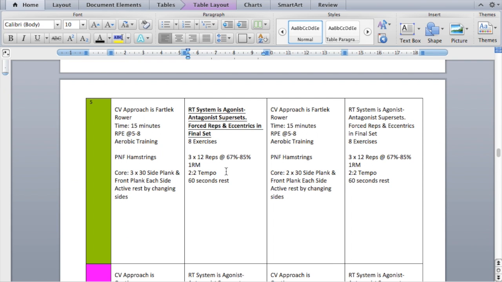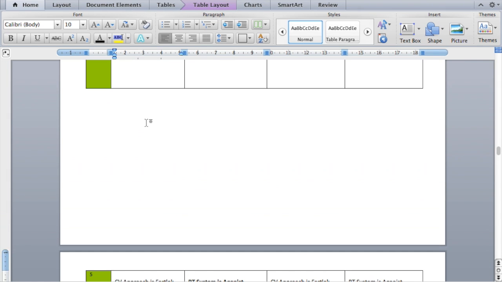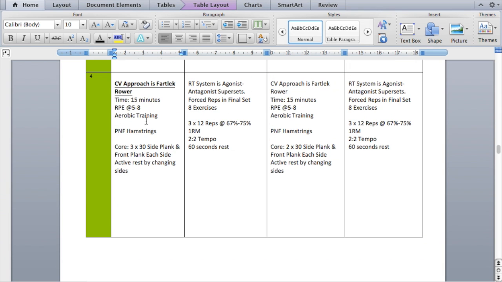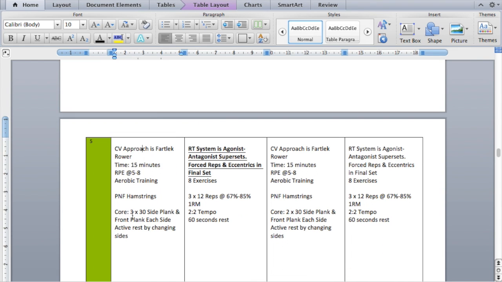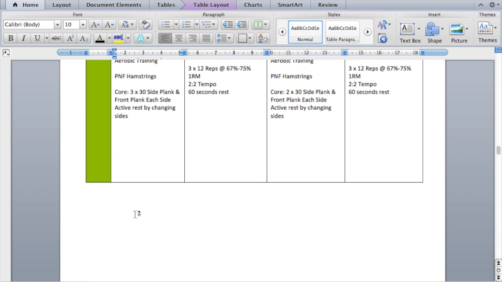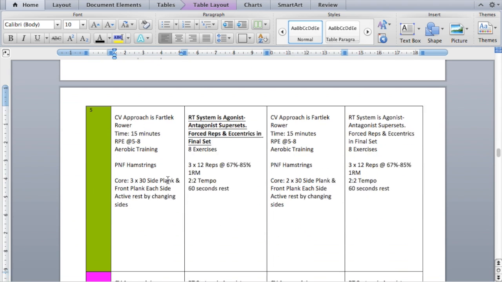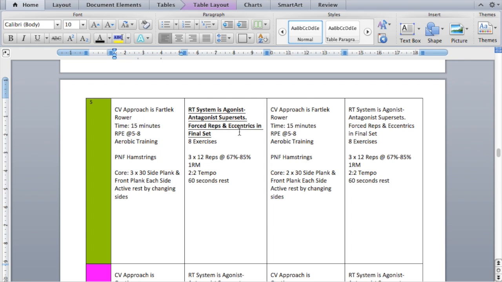Now we've got to week 5. I've left the cardiovascular training exactly the same as it was in the previous week in week 4. I've left the core training exactly the same as it was in week 4. The progression that I've made this week is adding on eccentric training system on the final set of some of the exercises, and there's still 8 exercises for resistance training. How do we know that it's eccentric training? Well, the key is to look here.